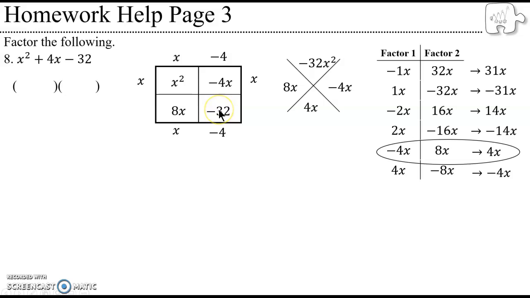Then we just have to think: negative 4 times what is negative 32? We know 4 times 8 is 32, so negative 4 times 8 is negative 32. Since there's a plus 8 there, there's a plus 8 there. We got our length and our width, and we just fill it into the answers: x minus 4 times x plus 8. A length of x minus 4 and a width of x plus 8.